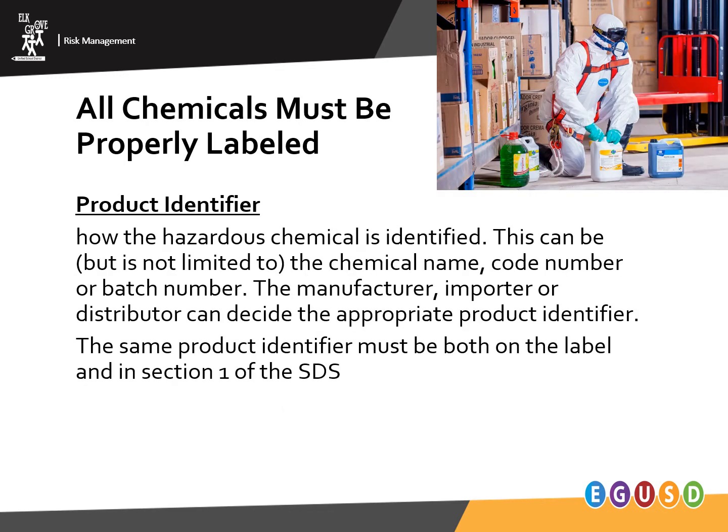Product identifier: how the hazardous chemical is identified. This can be, but is not limited to, the chemical name, code number, or batch number. The manufacturer, importer, or distributor can decide the appropriate product identifier. The same product identifier must be both on the label and in Section 1 of the SDS.